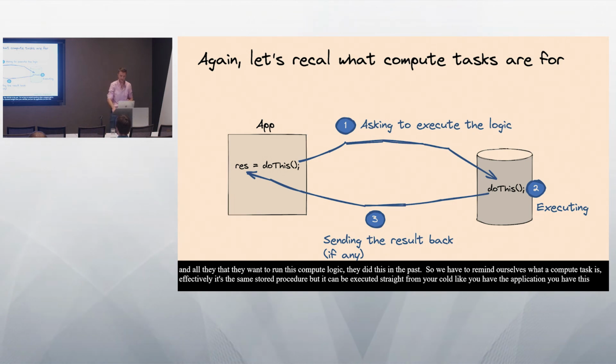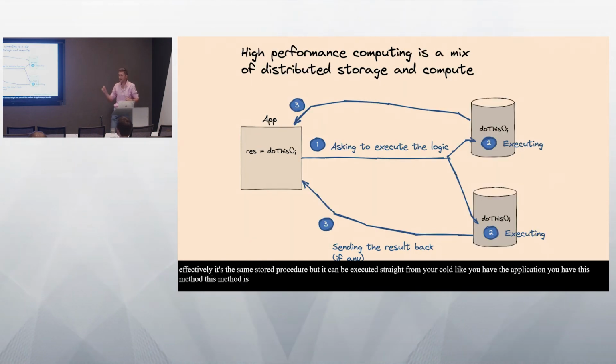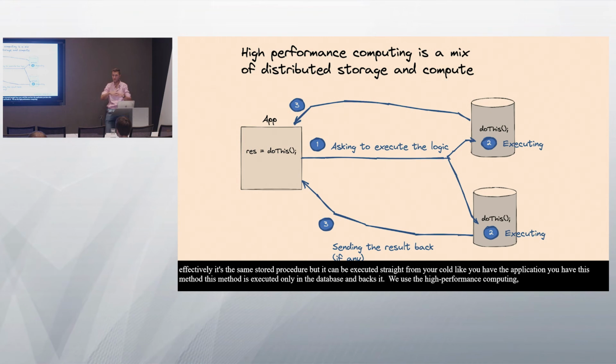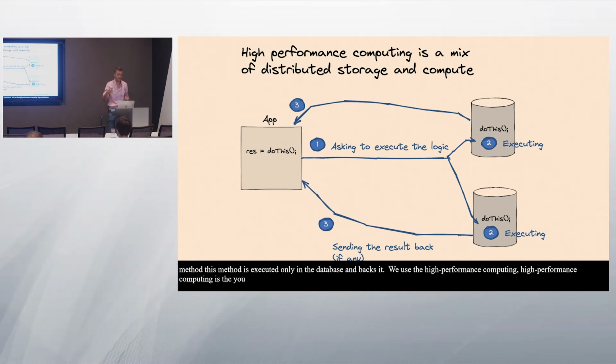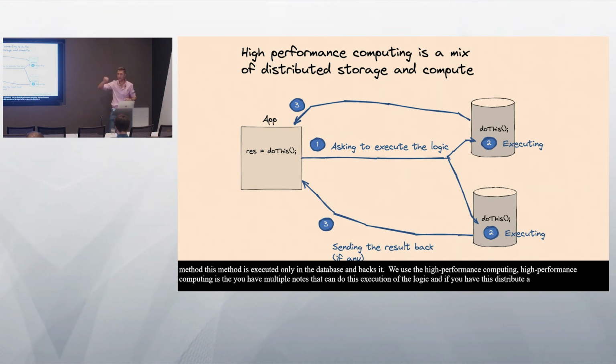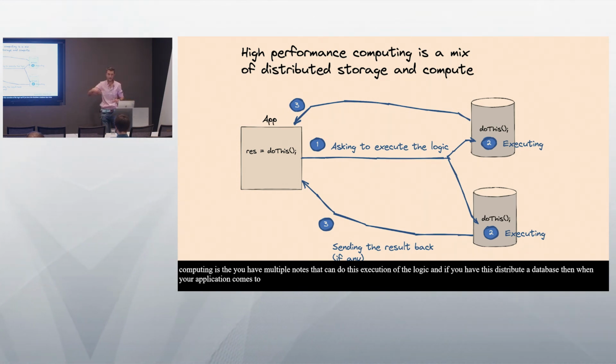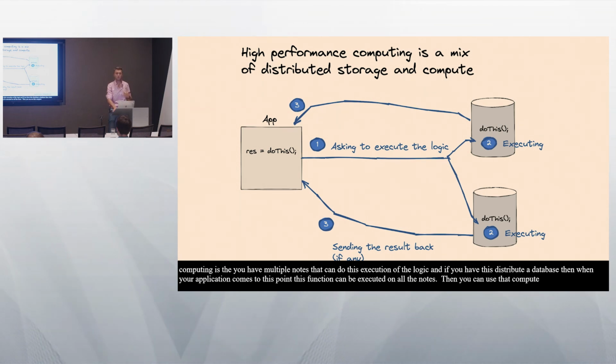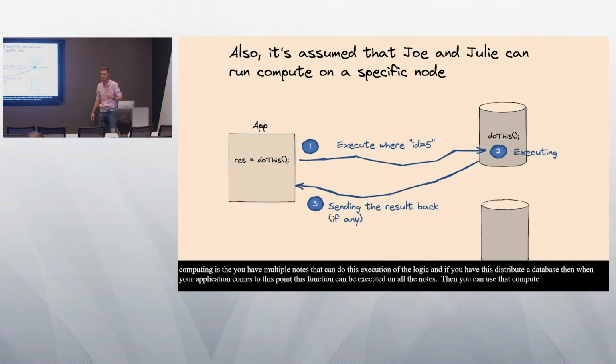High-performance computing assumes that you have multiple nodes that can do this execution of your logic. And if you have this distributed database, then when your application comes to this point, like do this function, it can be executed on all of the nodes. And then you can use this compute power, or you can just do this the way you like. Or also what high performance computing allows you: you can pick a node where your compute task can be executed.